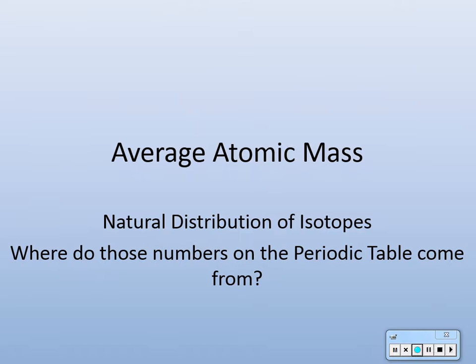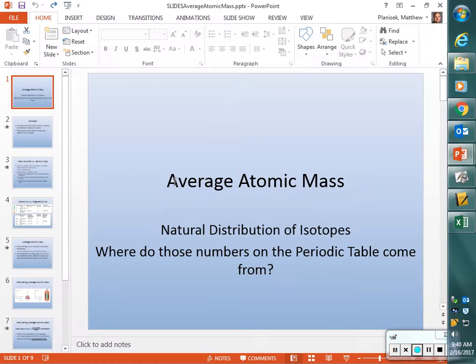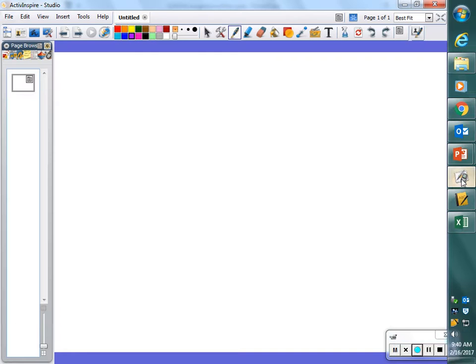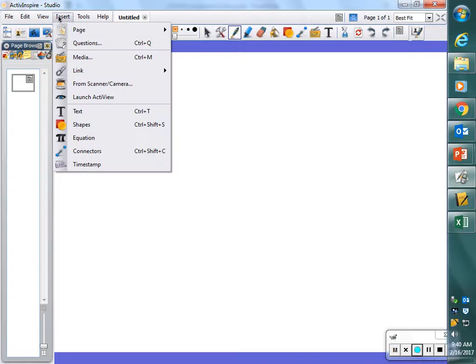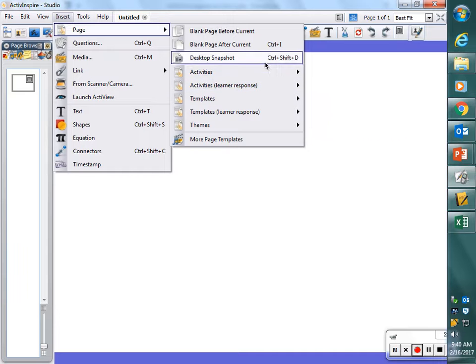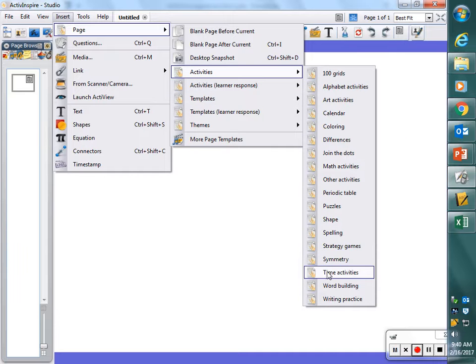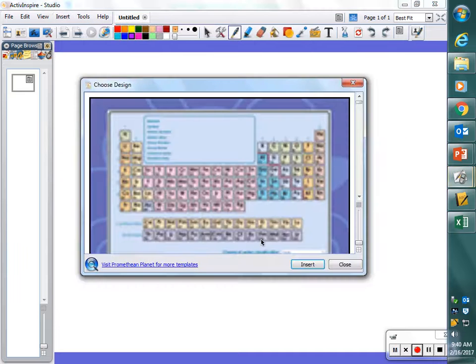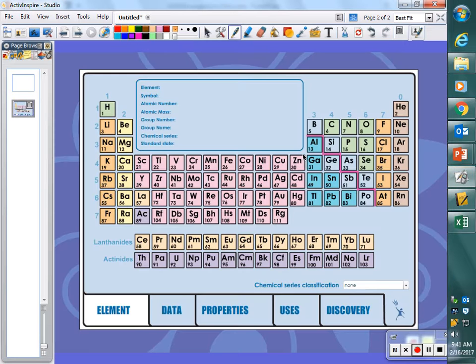So, in the last unit, we introduced the periodic table and what it told us. And so, let's see if I can remember how to do this. Yes. There. There it is. All right.